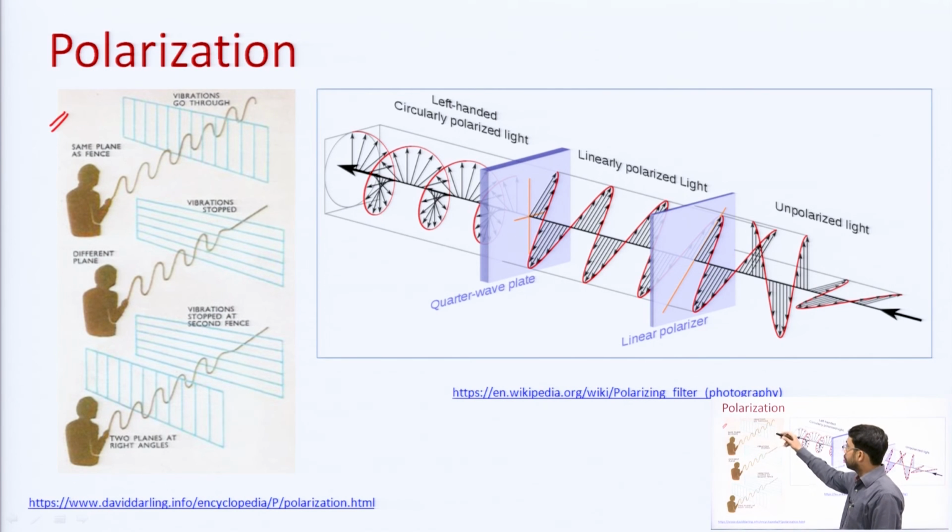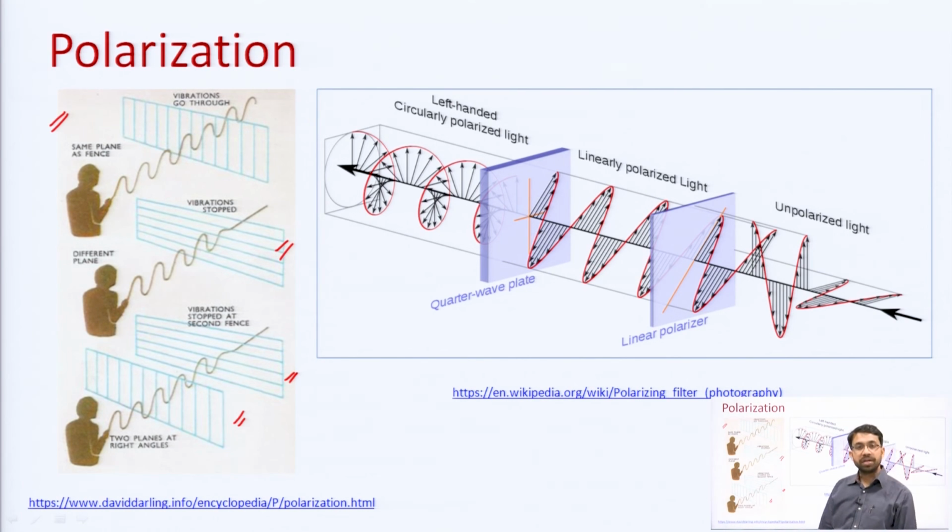If there is a window and the bars of the window are like this, and if we move a string, then the energy, the vibrations, will pass through the bars. But if the bars are like this, then the vibrations are stopped. And again, if we have two windows back to back with vertical and horizontal bars, then if we move a string like this, it will pass through the first window, but the second window will stop the vibrations.